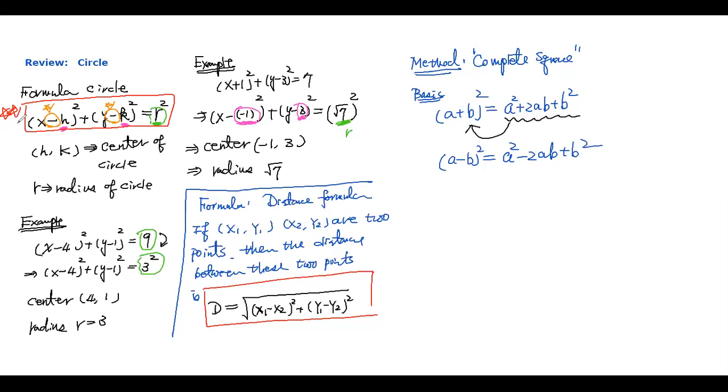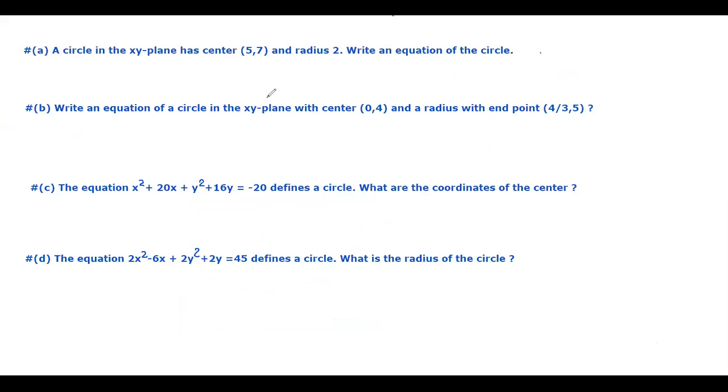The first one is how to write the circle equation, which is very important. The next one is the distance formula, to help solve some circle problems. Then we might use the completing the square method. Okay, now let's take a look at our problems. We always start with a very easy one and then gradually get harder. The first one says a circle in the xy plane has a center at 5, 7 and a radius equal to 2. Write the equation of the circle.